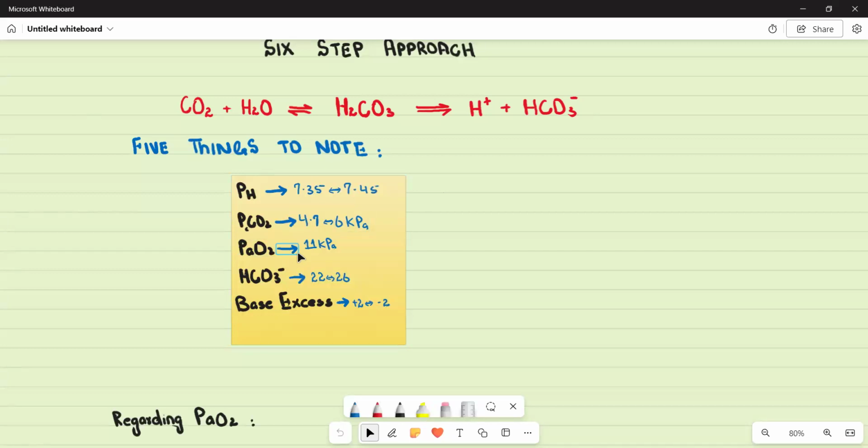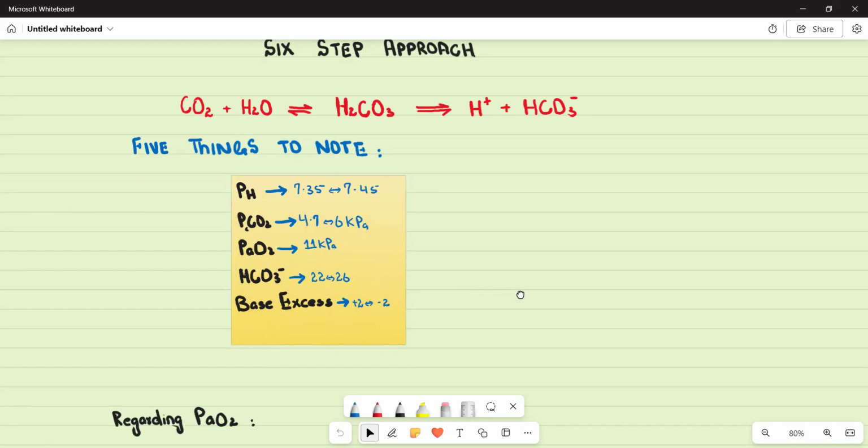The partial pressure of oxygen, in an average healthy person, is usually around 11 kilopascals. Okay, I'm going to discuss this in detail in the next few minutes, which will help you to remember this value. So bicarbonate ion is usually between 22 to 26 millimoles per liter. So between 22 and 26 is the bicarbonate ion concentration in the blood. Then base excess is also between +2 to -2. Okay. So you are going to have these five values on your ABG reports.